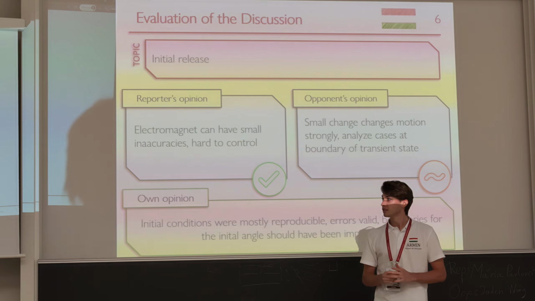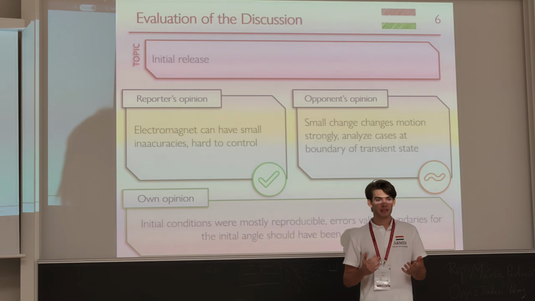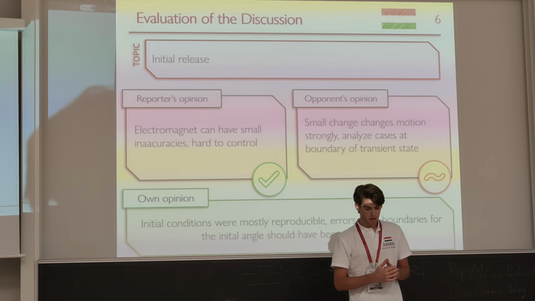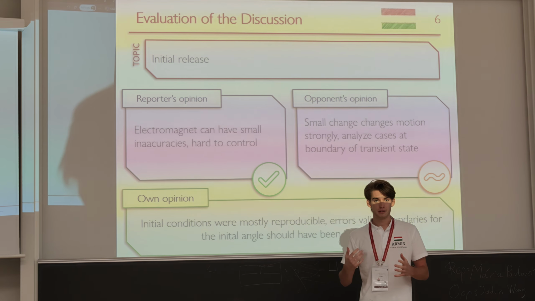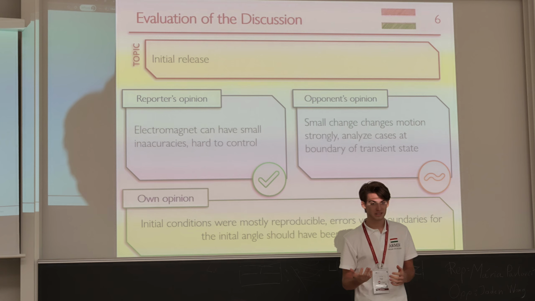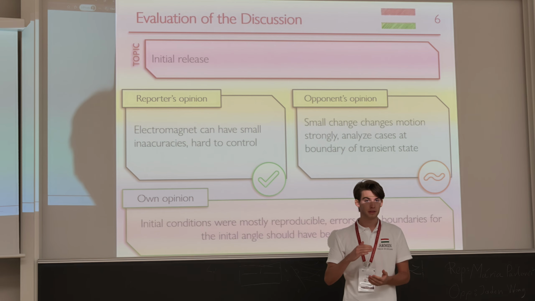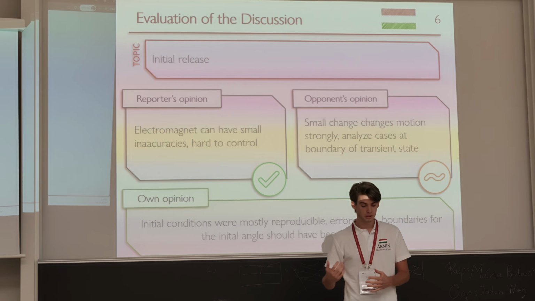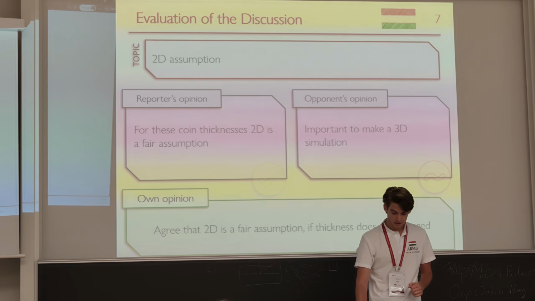And then the initial release conditions were also touched upon, where I think the electromagnetic release mechanism is good, although I would need some clarification from the reporter: what the reporter would say for why the coin tilted initially if there was no tilt angle at the release, why that small tilt happened, which caused the tumbling. So that was not very clearly explained.